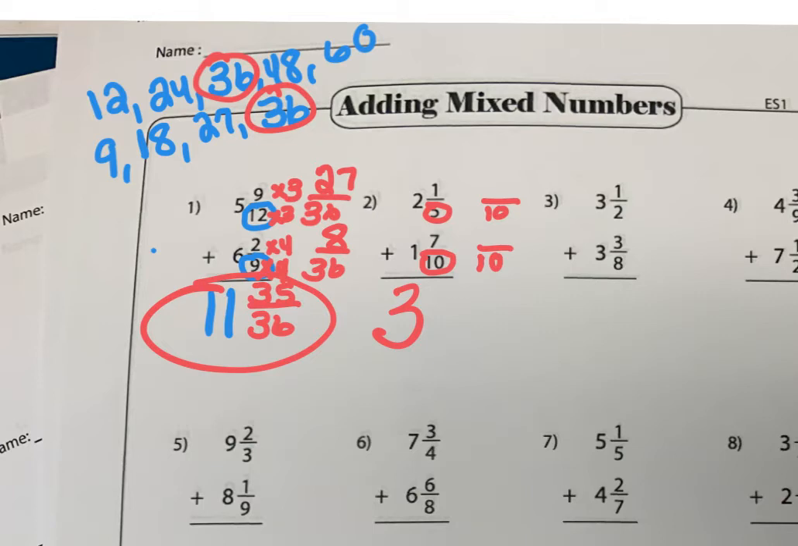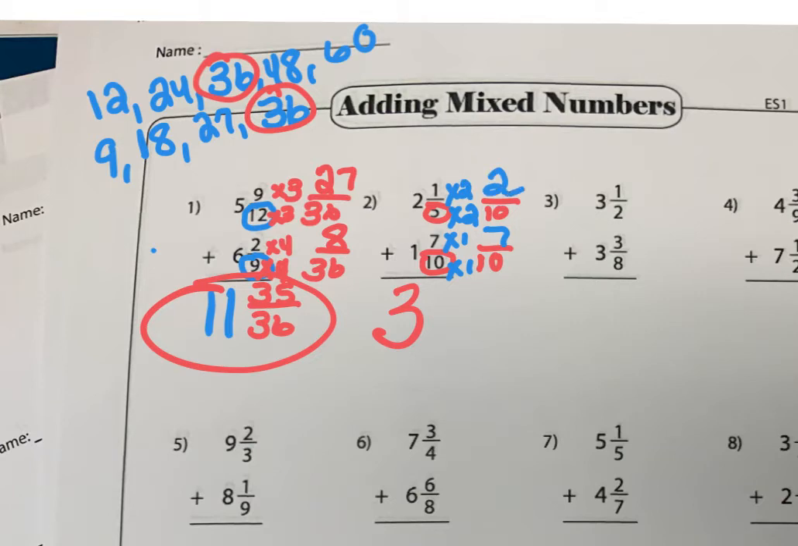10 times what is 10? 1. And whatever you times the denominator by, you times the numerator by. 7 times 1 is 7. And then I go up to the top. 5 times what is 10? 2. And whatever you times that denominator by, you times that numerator by. 1 times 2 is 2.